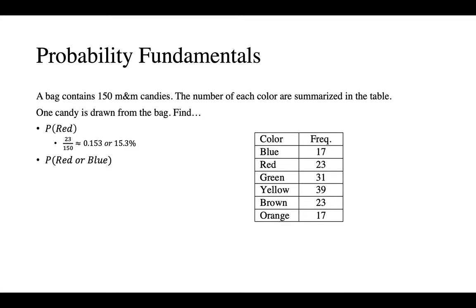Another question about this is, what's the probability of a compound event? So this would be, what's the probability that we're going to get either a red candy or a blue candy? All right, so if we notice that there's 17 blues and there's 23 reds, we could say that there's 17 plus 23, that's 40, 40 possible successes here out of a possible 150. So 23 plus 17 is 40 again out of 150. That reduces down to 4/15, which is about 26.7% or 0.267.